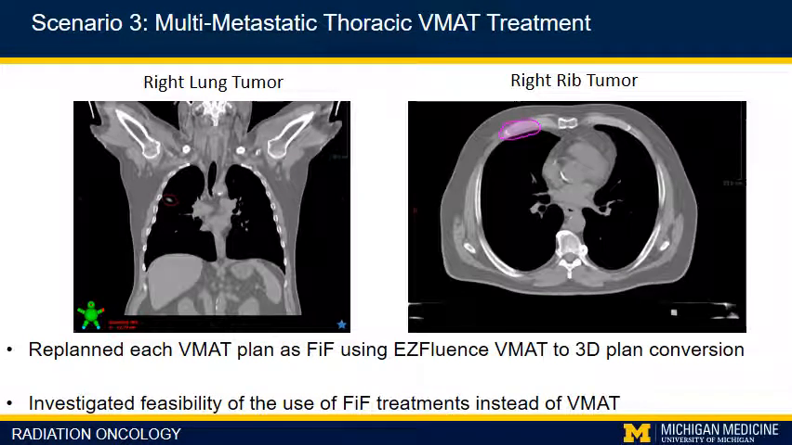The third scenario investigated was a multimetastatic thoracic VMAT treatment with a tumor in the right lung and right rib. Each VMAT plan was replanned using EZFluence to investigate if this treatment could have been completed using field-in-field as opposed to VMAT.